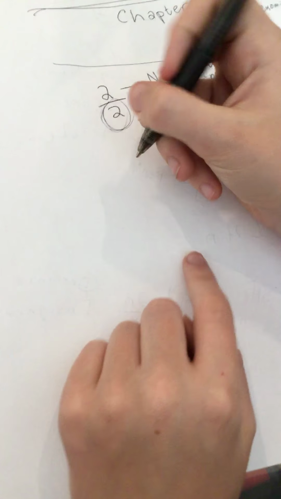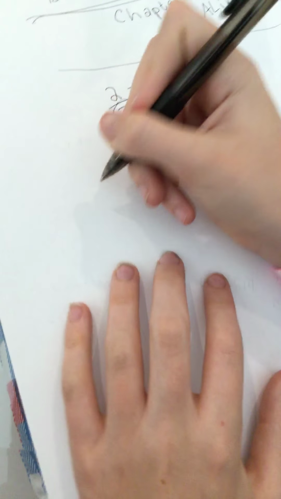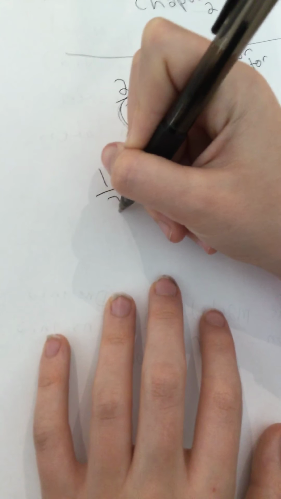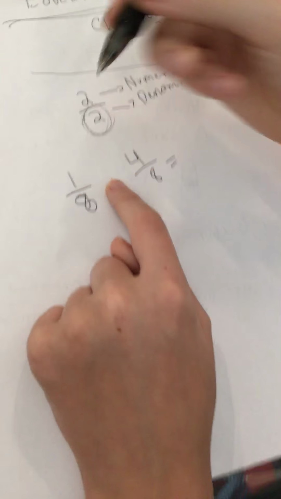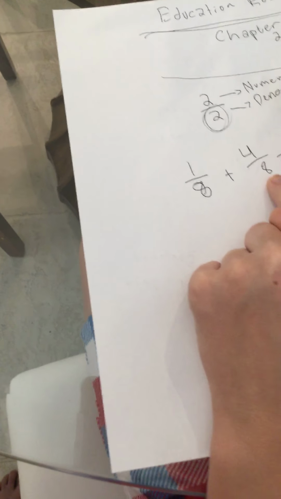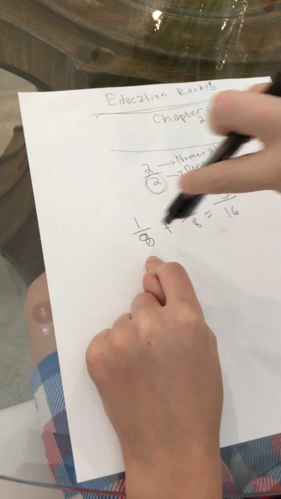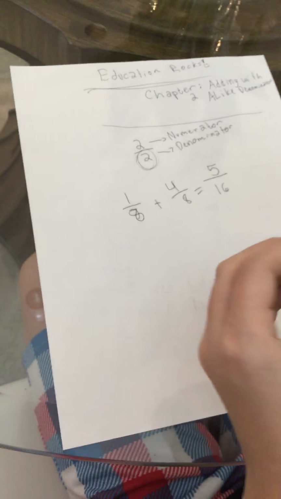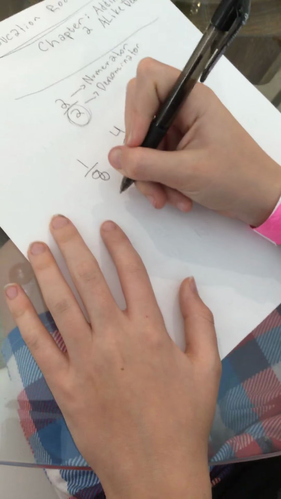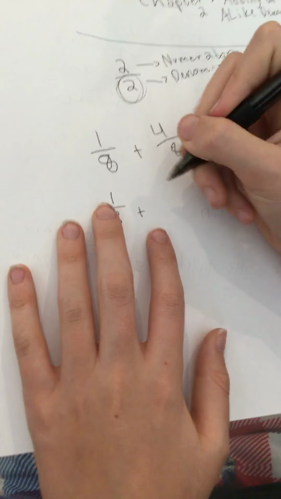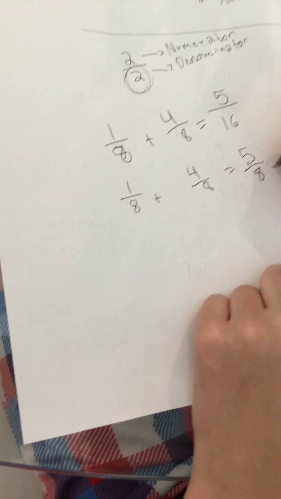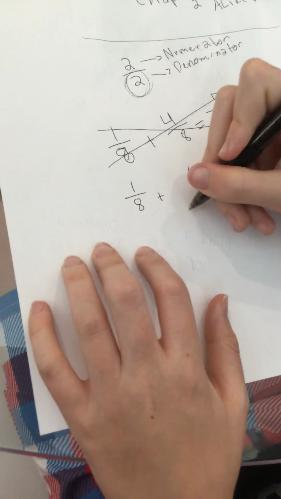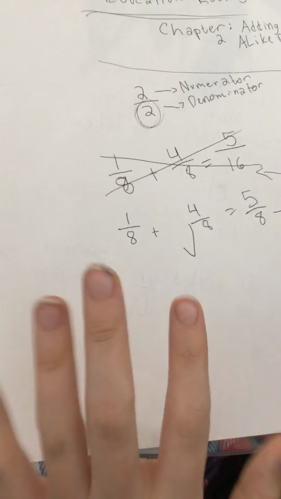So next let's actually do it. Let's start with simple. 1/8 plus 4/8. So what we would not do is we wouldn't add 16 and then 5. We wouldn't add both columns. Since it's a like denominator, we would just add the numerator and we would have our answer. So the correct answer is 5/8, not 5/16. So wrong, right.